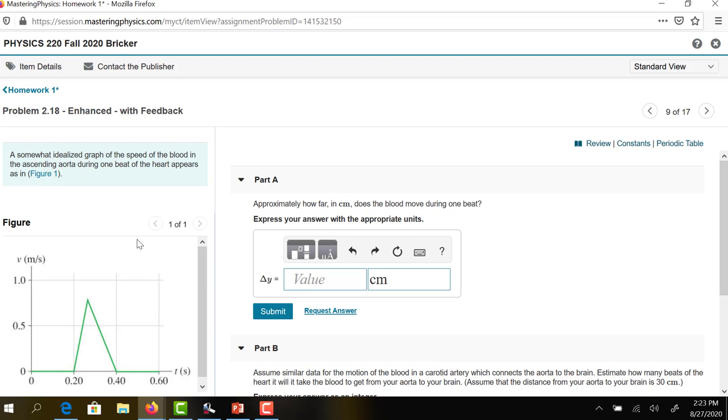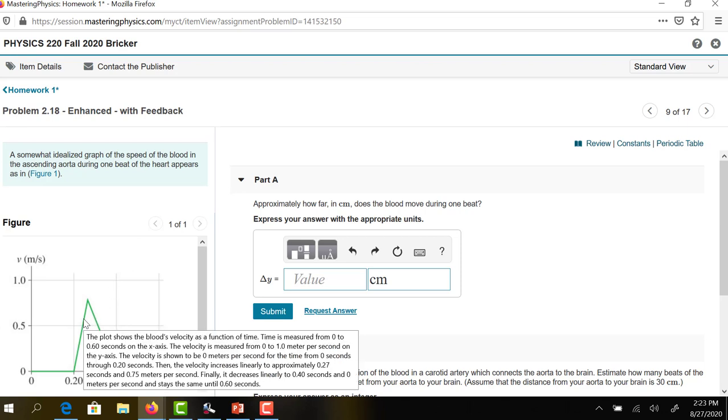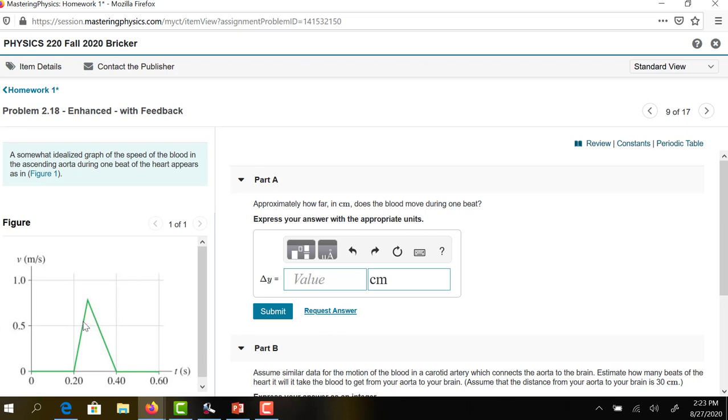So just like we said in the last problem, if you have a velocity versus time graph, the displacement is the area under the curve. So this is not a nice square or rectangle like we had before, but it still works for this shape. So this is a triangle. We need to get the area of this.